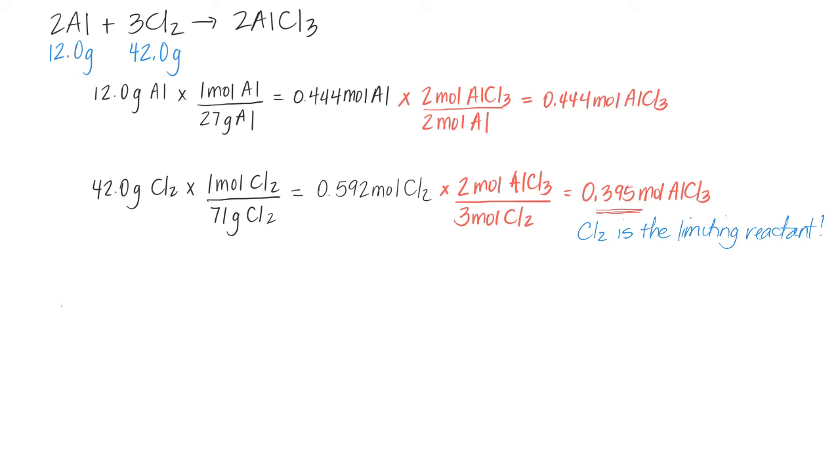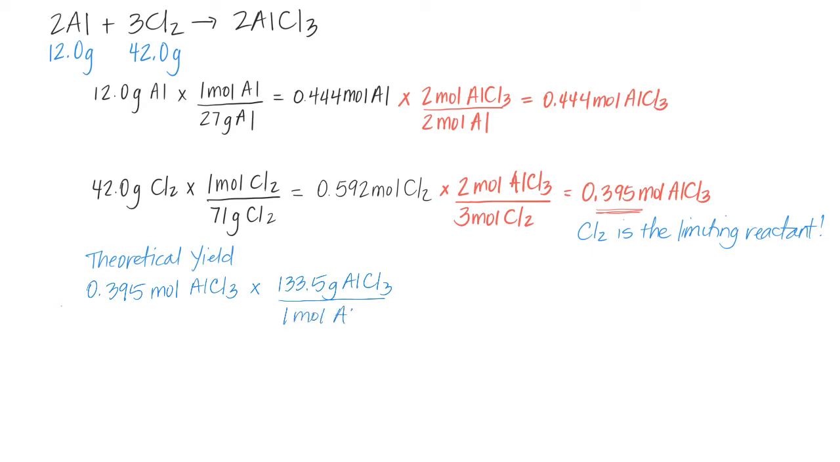The theoretical yield is the maximum amount of product that can be made in grams. So in order to find the theoretical yield, we're going to take our 0.395 moles of aluminum chloride, which is the maximum amount that we can make from our limiting reactant, and convert that into grams using the molar mass from the periodic table. Which gives us 52.7 grams of aluminum chloride.